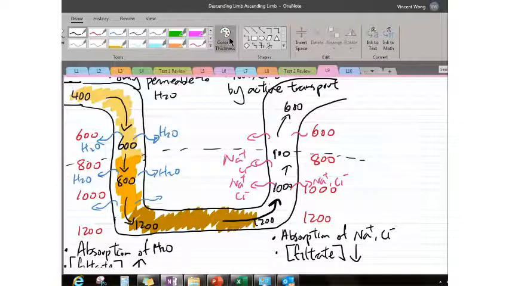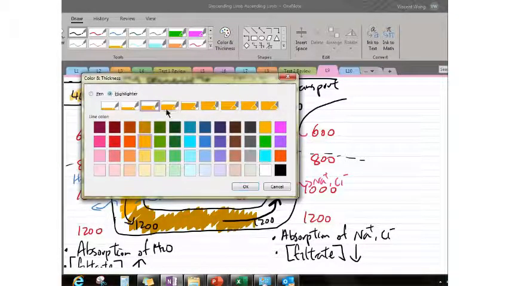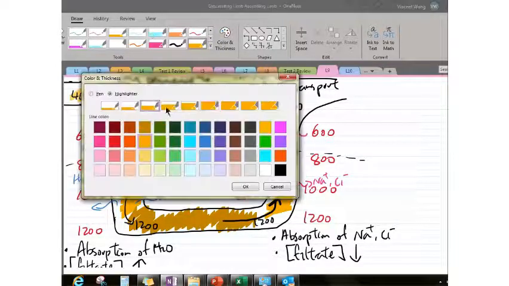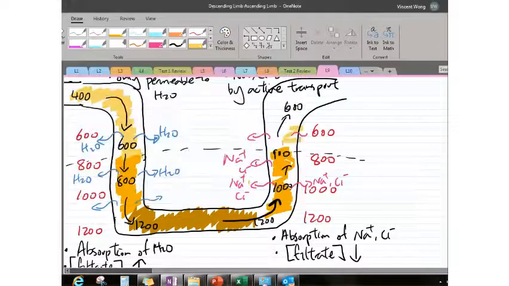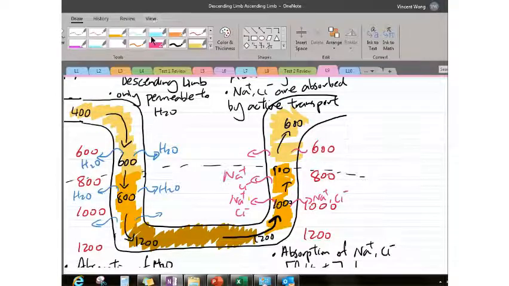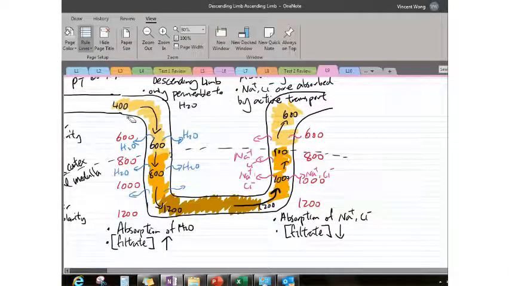Again, I'll use color to represent the concentration. Going back up, it becomes lighter in color. The final concentration, it's hard to say whether it's going to be the same as or different from when it came from the proximal tubule. The key thing to remember is, on the way down, you're absorbing water. On the way up, you're absorbing NaCl.